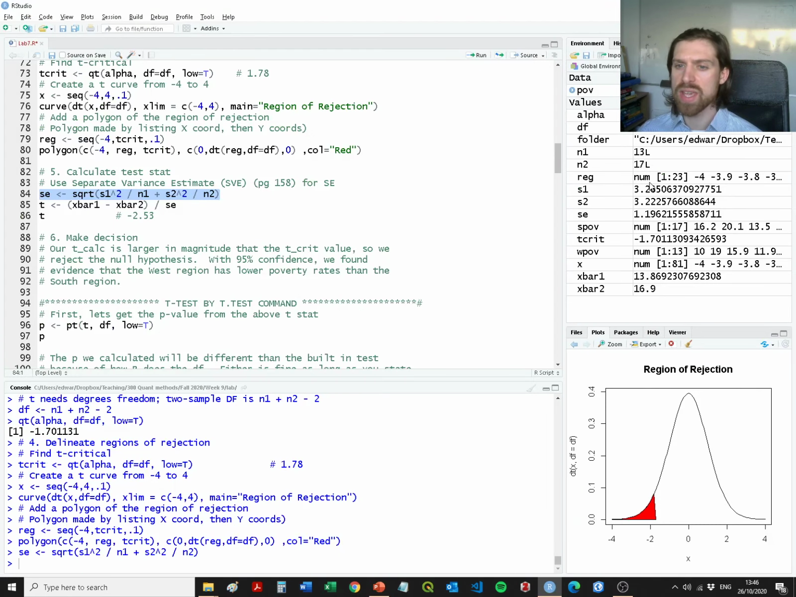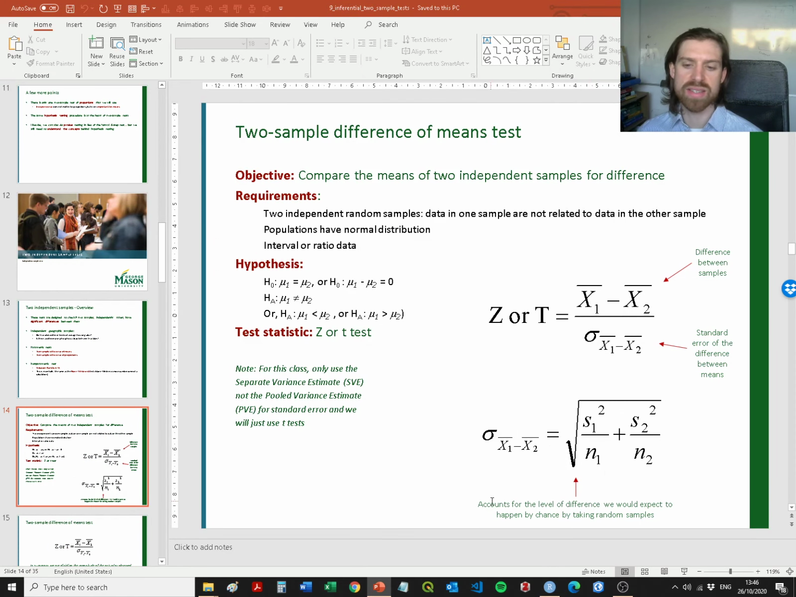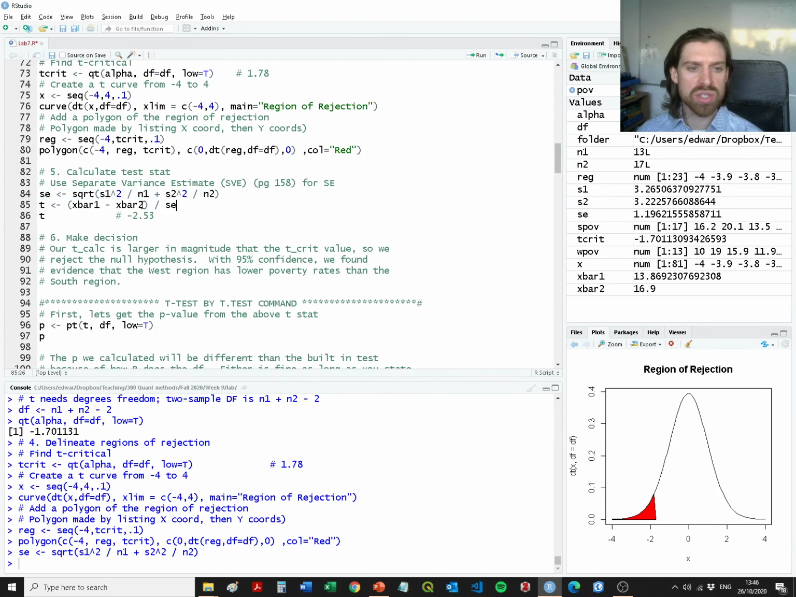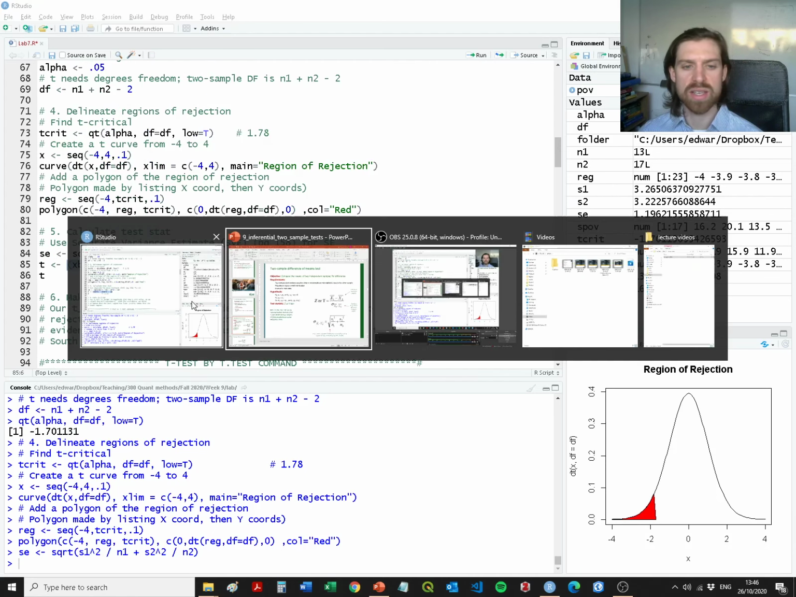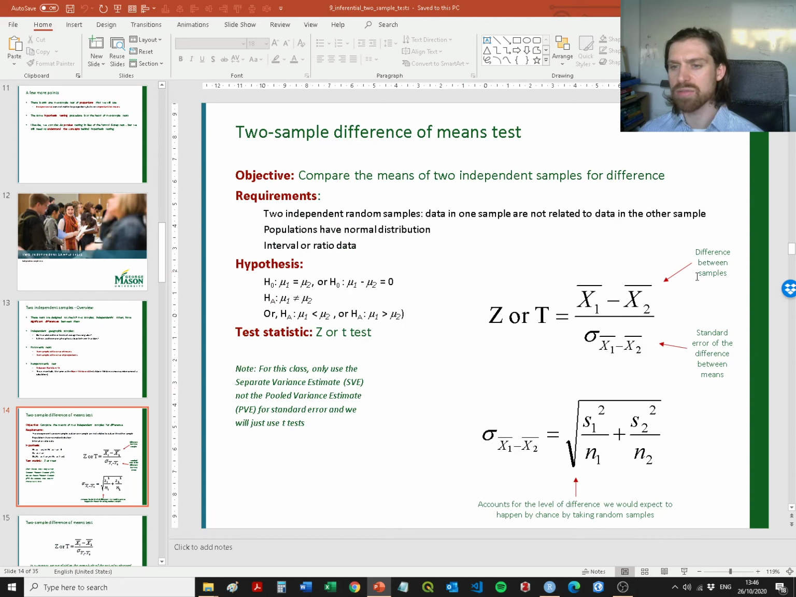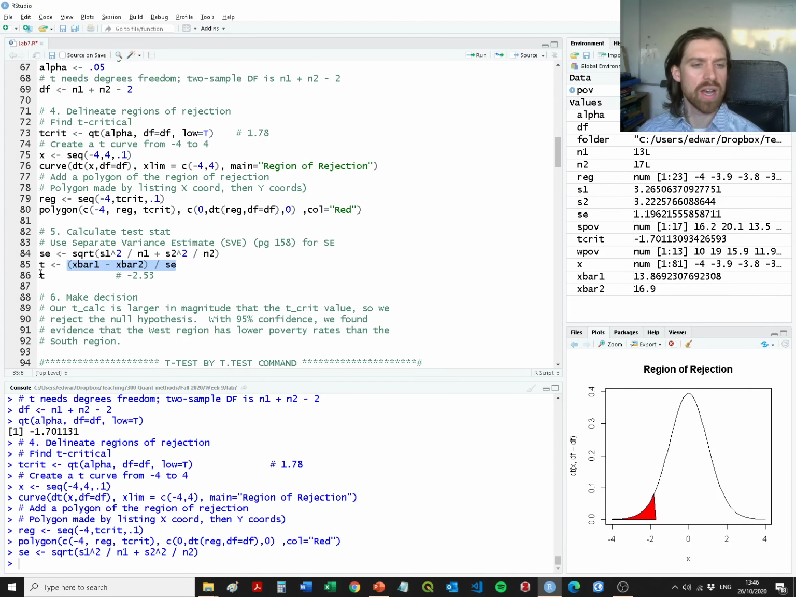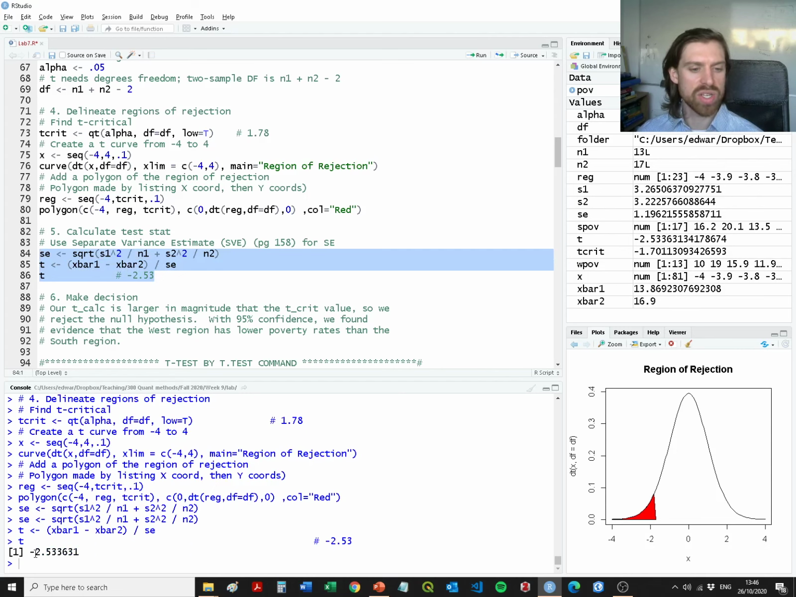So when we do that, we get a value of 1.196. Essentially this is accounting for the level of difference that we would expect to happen by chance just by taking random samples. And then what we need to do is take the x bar 1, x bar 2 values that we've already calculated and divide it by this standard error. So essentially this is the difference between the samples as the numerator on the top half, and then the standard error, the difference between the means, as the denominator on the bottom half. And that provides us with our t-value, which is significantly exceeding the critical value which we set.